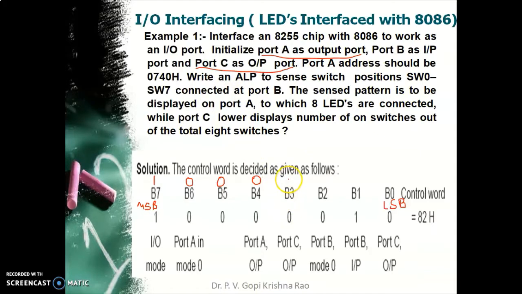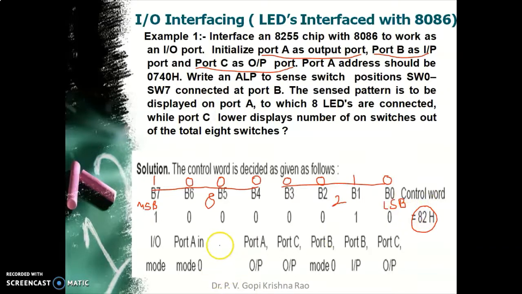This is port C upper, which is also made equal to 0. This is the mode of operation of port B, which is equal to 0. This bit defines whether port B is used as an input port or output port. Here we are going to use port B as an input port, so this bit is made equal to 1, and this B0 bit, which is port C lower, should be used as output, so this is 0. So what is the structure that we have? This is 8 and this is 2. So the control word that we have is 82.